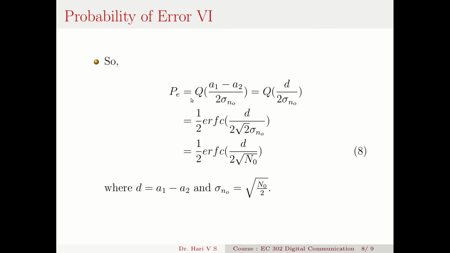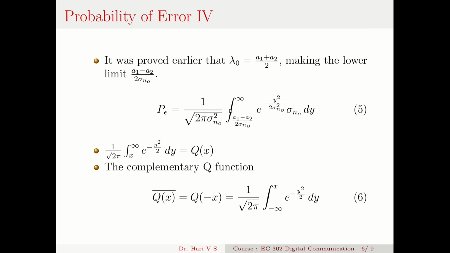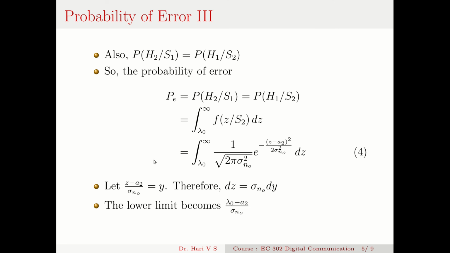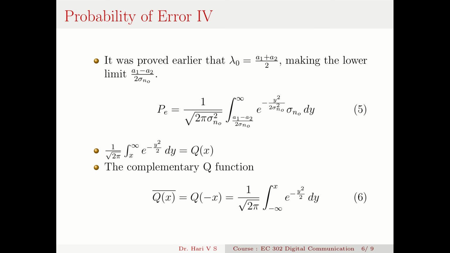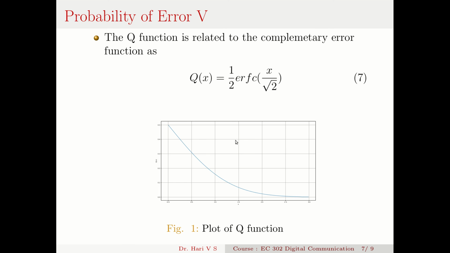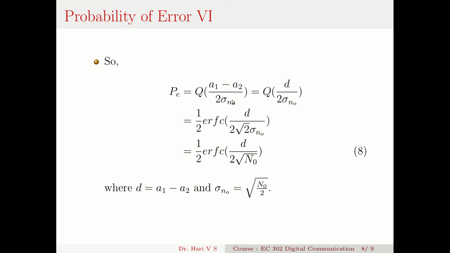So the probability of error is Q of (a1 - a2)/(2 sigma_n0), because this y is (z - a2) by sigma_n0, and whatever is coming here, this x is (a1 - a2)/(2 sigma_n0). So what is a1 - a2? That is the difference in the means of the two signals s1 and s2. Let us mark it with d. a1 - a2 is d, so it becomes Q of d by 2 sigma_n0.